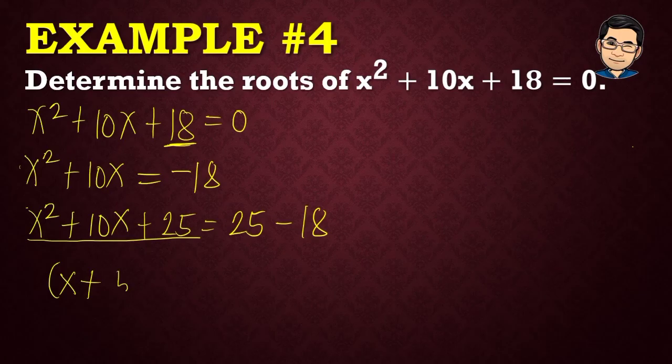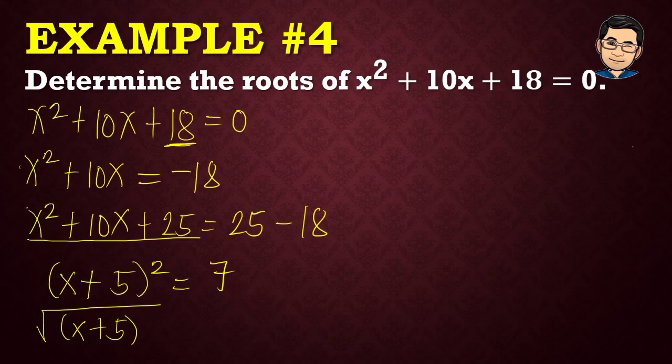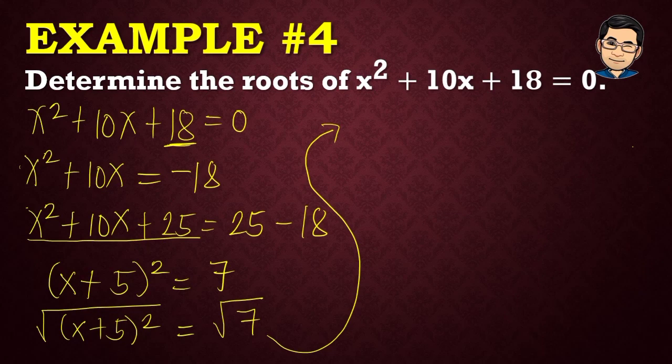of 25 is 5. What is 25 minus 18? If you notice, I wrote the 25 first, but there is no difference. So, negative 18 plus 25, 25 minus 18, is the same. And that is 7. Next. Let's take the square root of both sides, extract their roots. So, it becomes x plus 5 equals positive, negative, square root of 7.